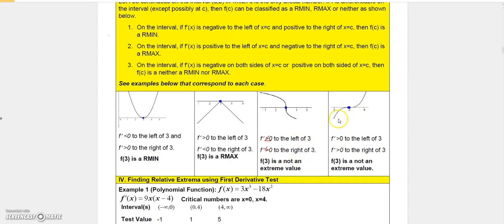And then here the function is increasing, so the derivative is positive to the left of 3, and it's still increasing over here, and the derivative is positive to the right of 3. So therefore f of 3 is not an extrema there either. So basically that's how you apply this test, and we'll apply the test in a very similar fashion to how we applied the increasing decreasing test earlier.